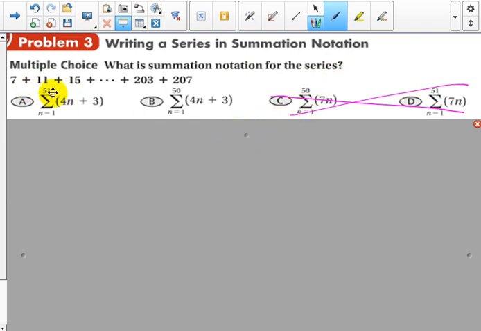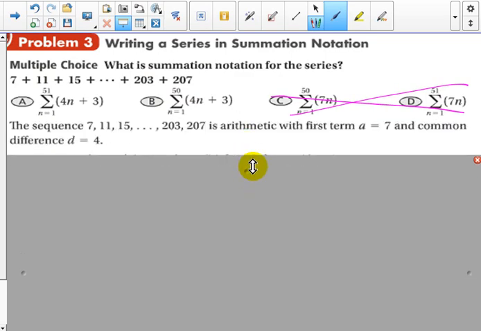So now, what's different between these? You've got a total number of 51 and a total number of 50. So remember what they told us. How many terms are there? Well, we're going to have to do some math.